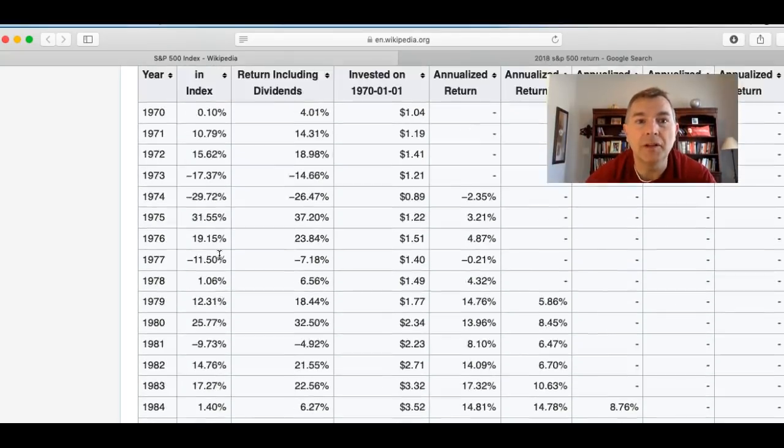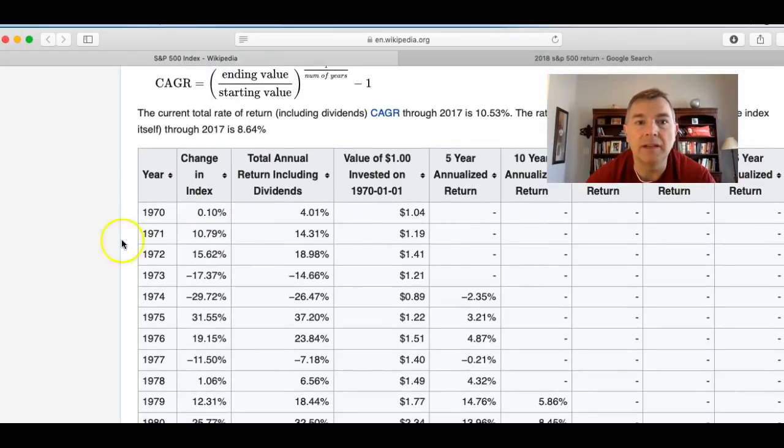Now, let's go to this. This is actually incredibly interesting. In 1970, the change in index, so the market, was up 0.1% in the year of my birth, but with dividends the index was up 4%.